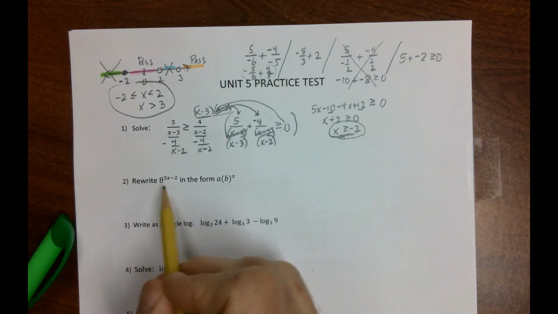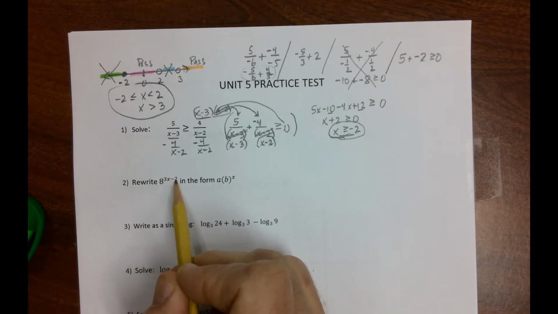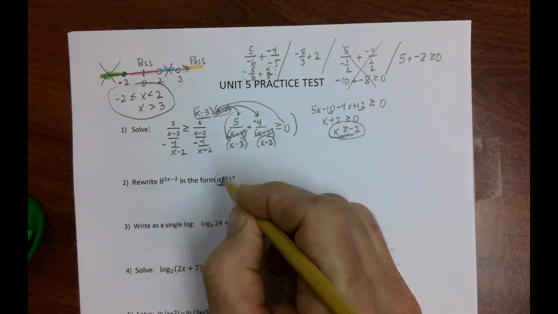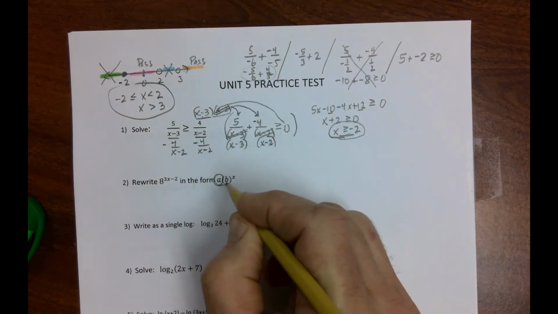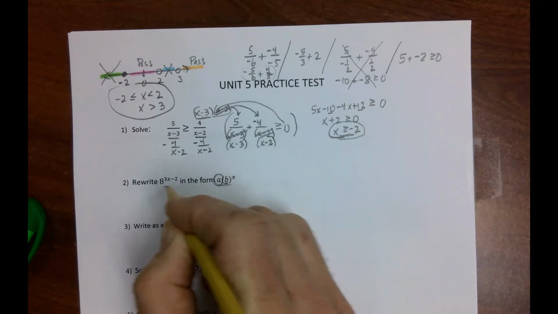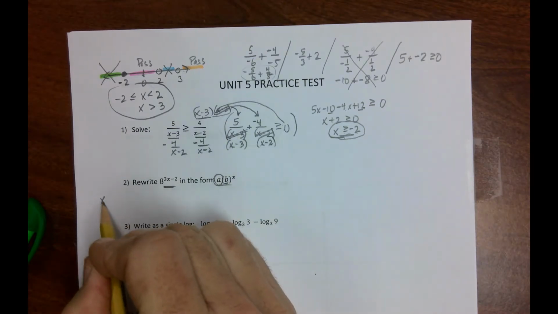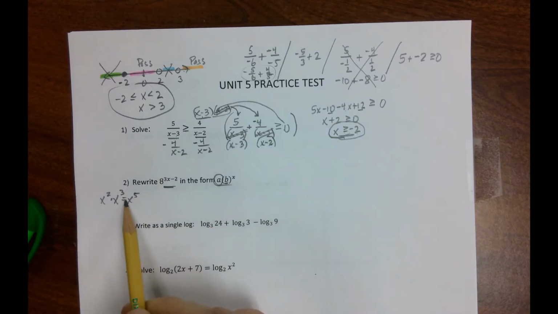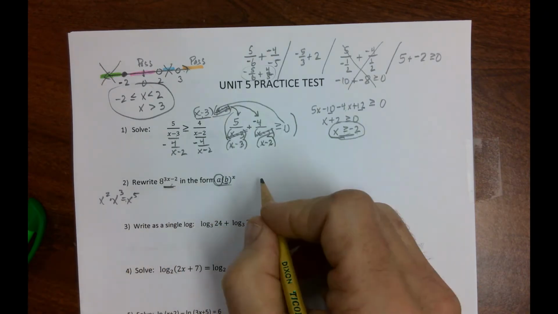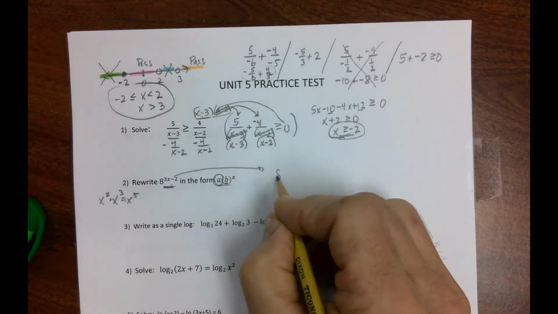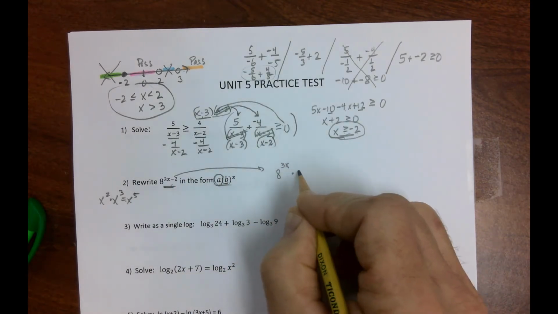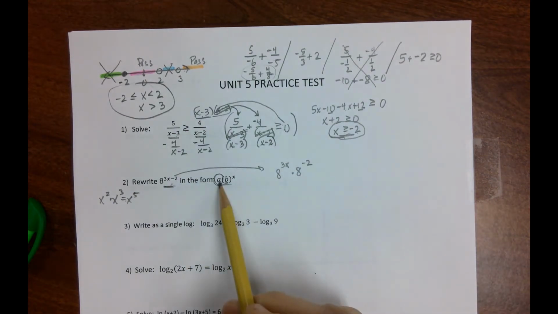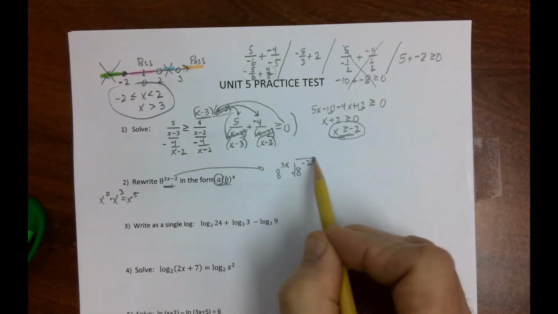So it says rewrite 8 to the 3x minus 2 power in this form. So we've got to somehow get a constant pulled out here and then a constant raised to the x power out of this. Well, if we remember our rules, x squared times x cubed equals x to the 5th, we're going to take advantage of that rule by saying, aha, this is the same thing as 8 to the 3x times 8 to the negative 2 power. Now remember, we need something out in front, and that's going to come from here.